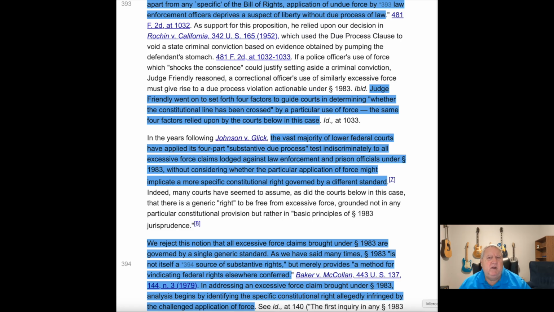As we have said many times, Section 1983 is not itself a source of substantive rights, but merely provides a method for vindicating federal rights elsewhere conferred. In addressing an excessive force claim brought under Section 1983, analysis begins by identifying the specific constitutional right allegedly infringed by the challenged application of force. So they're saying you don't sue them under 1983 because they violated 1983. You sue them for violation of some other constitutional right, and you use 1983 to address that.